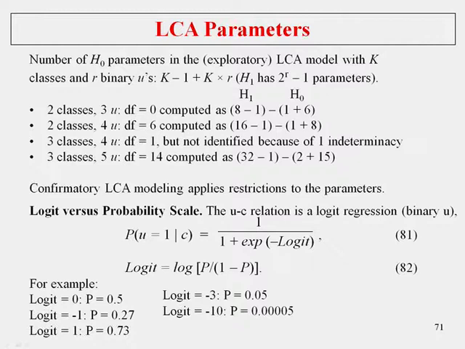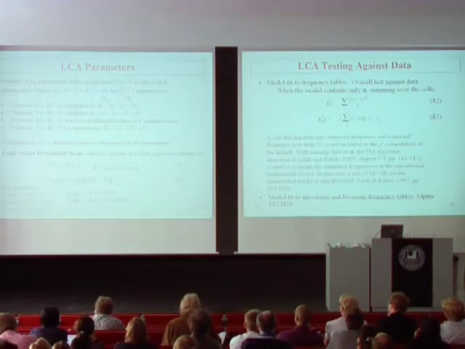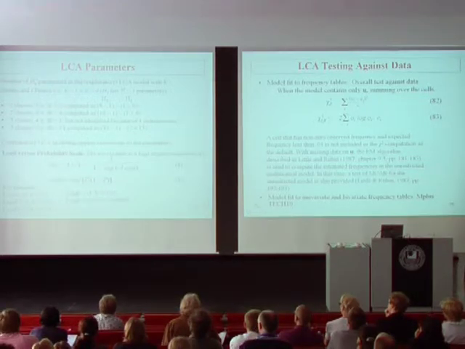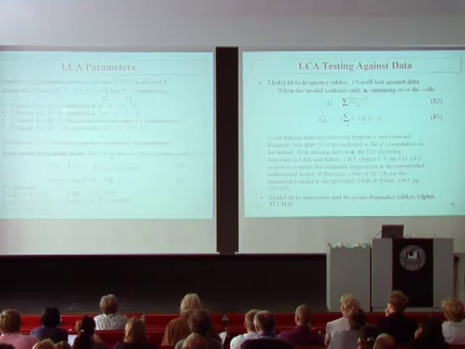You figure it out. 32? Minus 1. So that's the number of parameters. So then you can ask yourself, well, what if we have three U variables, three binary variables, and want to try to extract two classes? Well, then you have the same number of parameters in H1 and in H0. Both cases you have 7, right?